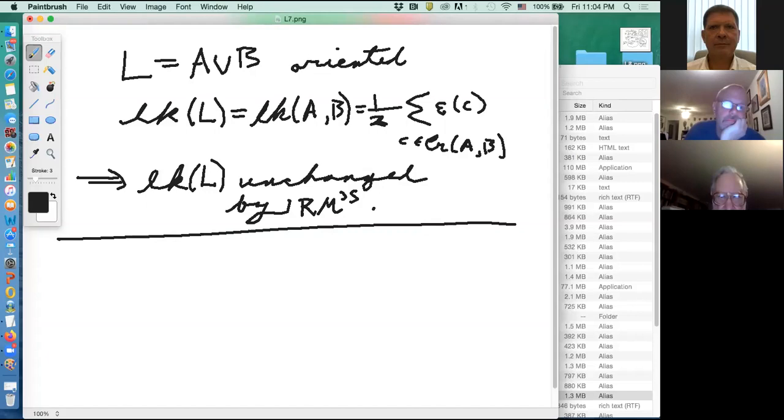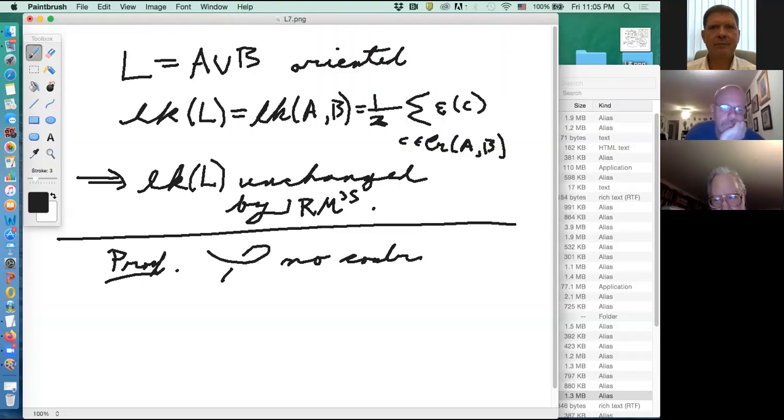Well, I won't write the words of the proof. I'll just point out that this has no contribution, because C does not belong to the crossings of A with B, right? Well, that's the first part of the proof. Self-crossings just don't contribute to linking numbers. Then what happens here?